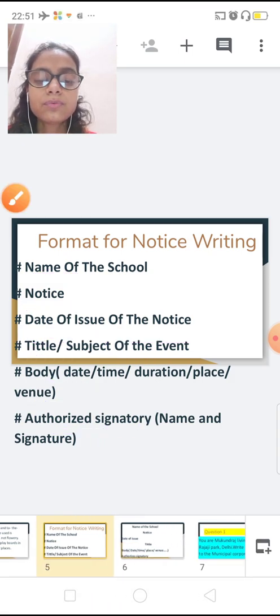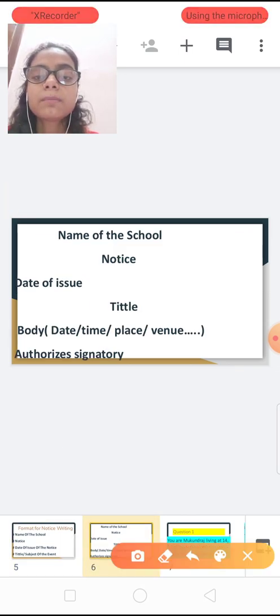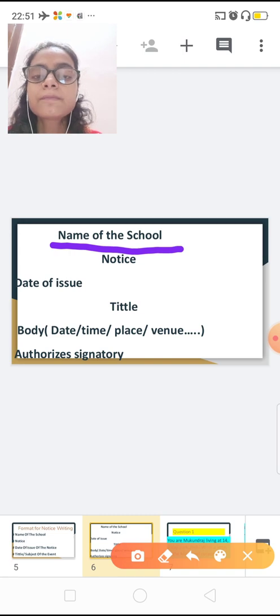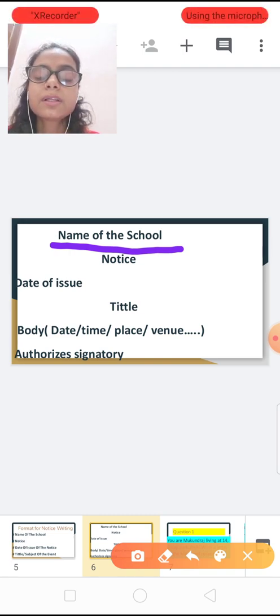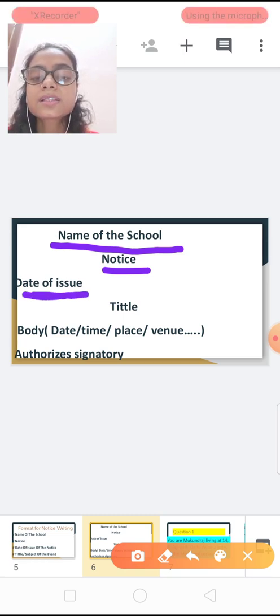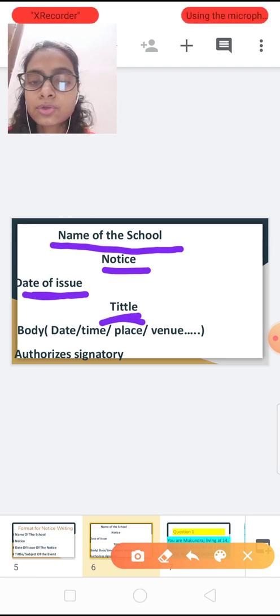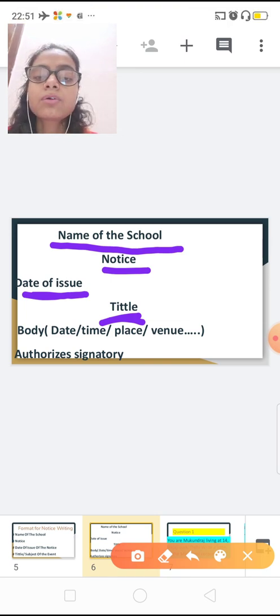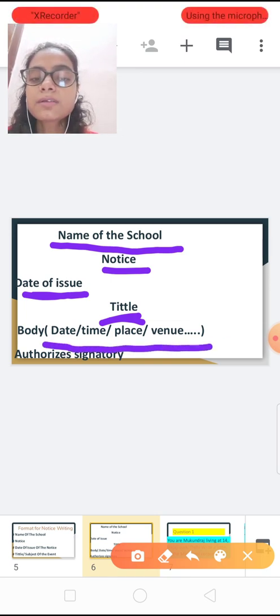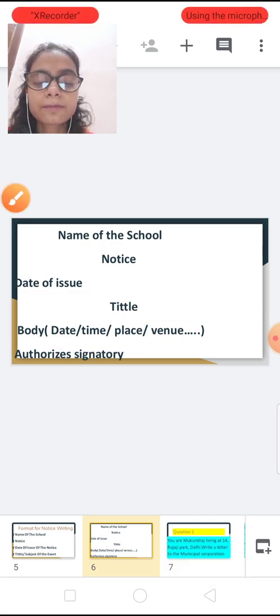I am showing you one example. See, in this way. Name of the school in the middle, in capital letters. Then we write notice in this way. Date of issue, here we are writing like 6th September 2020. Then we write the title. Title means whatever your notice is related to, give a short title. Then in the body write the specific thing. Then at last your name or the authorized person's name. This is the way to write a notice.